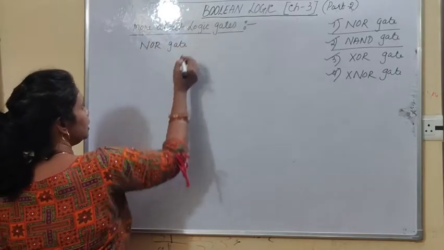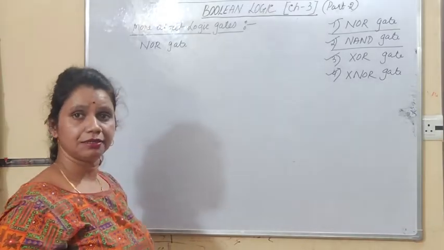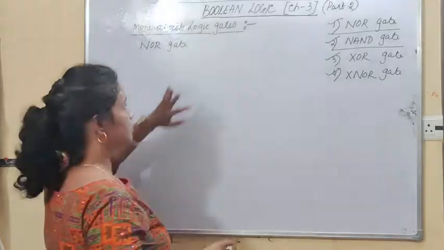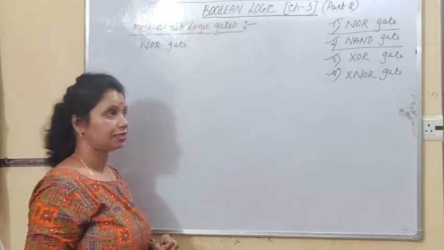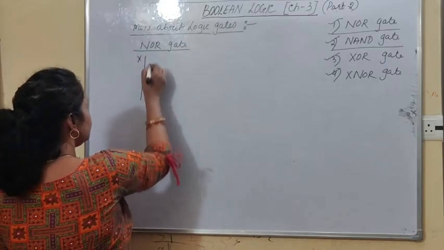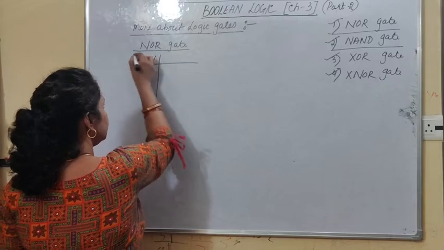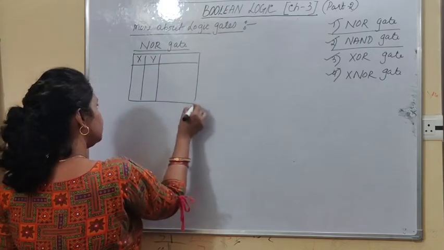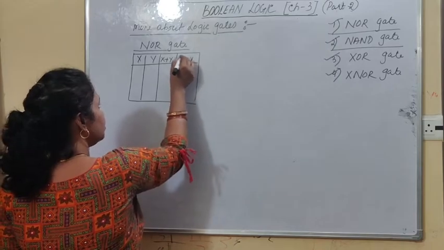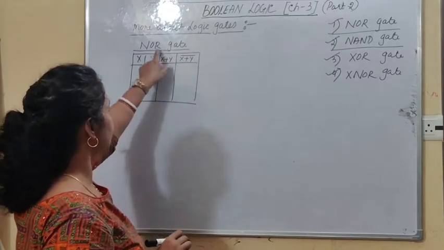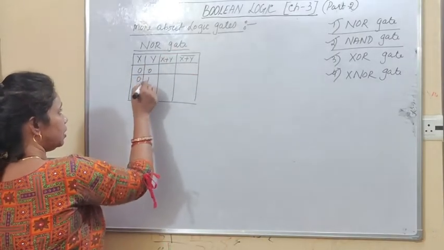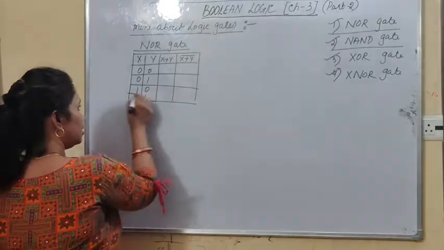NOR gate is also known as inverted OR gate, opposite of OR gate, not OR, right? NOR means not OR. So let me draw the truth table of NOR gate. If we have two logical variables, first find out the value of x plus y, then find out the value of x plus y whole bar. So this is about your NOR gate, that is not OR. The inputs are 0 0, 0 1, 1 0, 1 1. So this is the truth table.